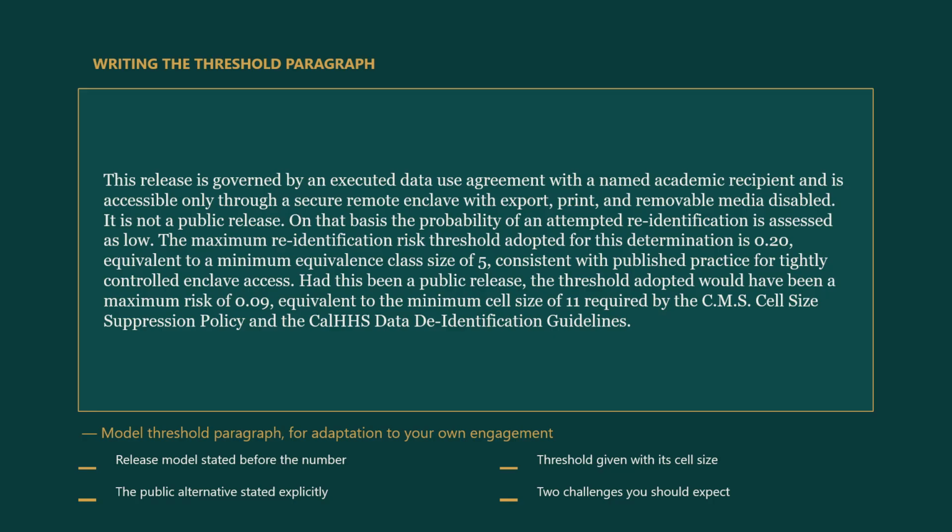Now the 2 challenges reviewers actually raise. Challenge 1. Why not 0.05? Your answer is not that 0.05 is wrong. It is that 0.05 is the peer-reviewed benchmark for public use microdata, where the attempt probability is 1.0, and this is not a public release, so applying a public benchmark to a controlled release would misstate the threat model. Then point to the controls.